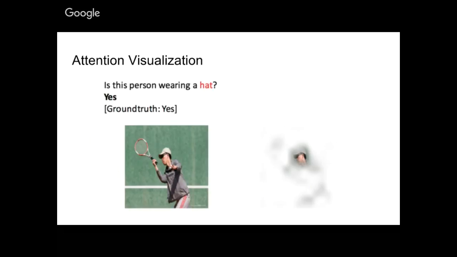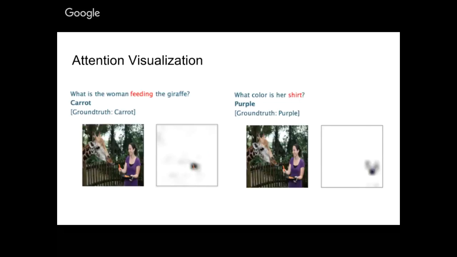And here you can see some examples of the attention mechanism. In this case, we have the question, is this person wearing a hat? And the ground truth is yes. You can see that the method is able to guess that correctly, and it focuses on the zone where the head of the person is. In these other cases, it's the same image, but different questions. The first one asks about what the animal is eating, and the second one about the color of the shirt. But you can see that more or less it's able to focus on what the question is pointing to.